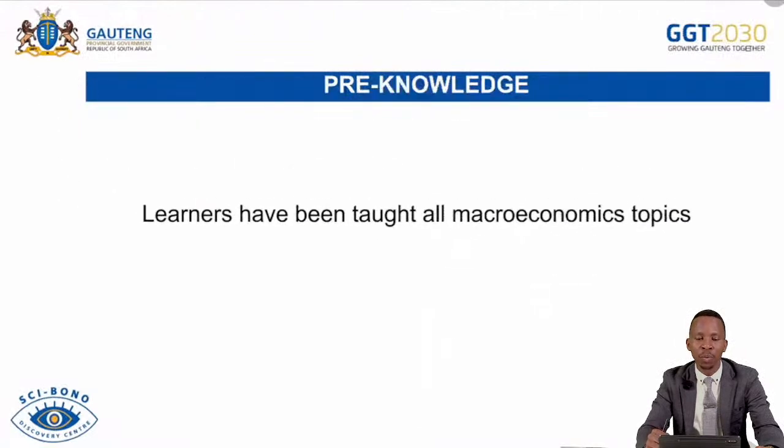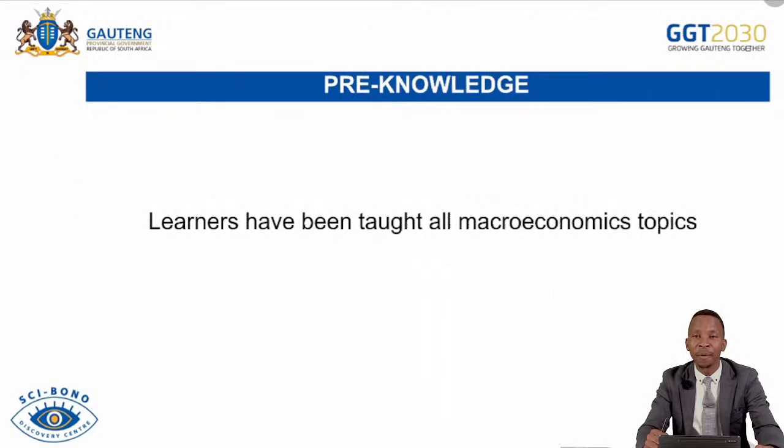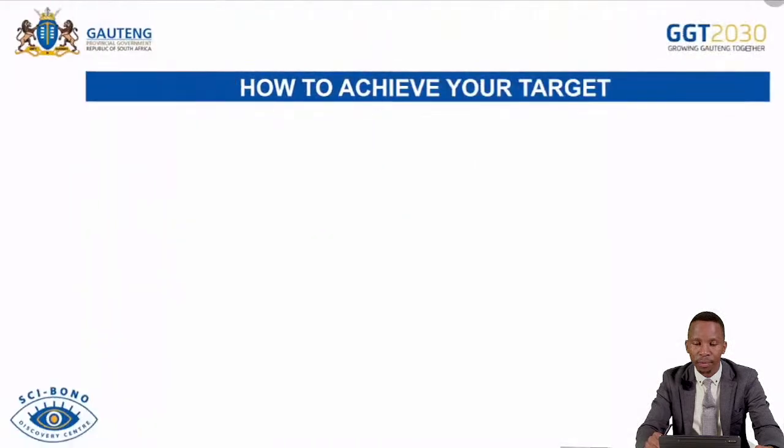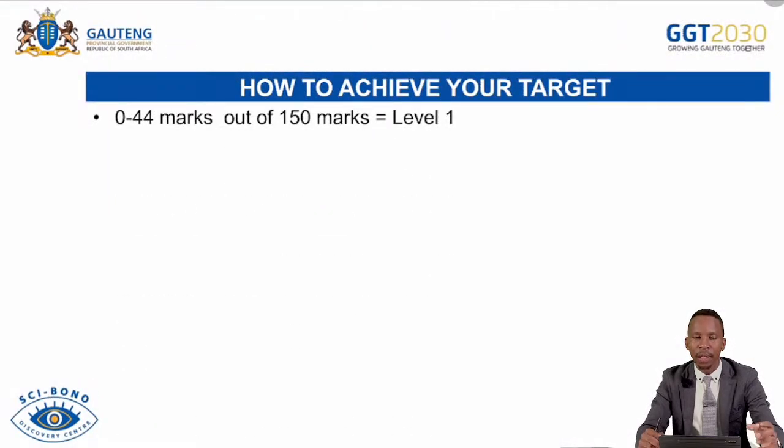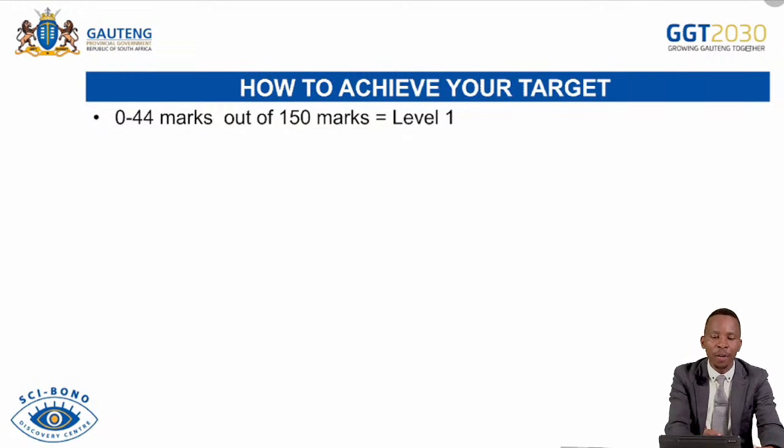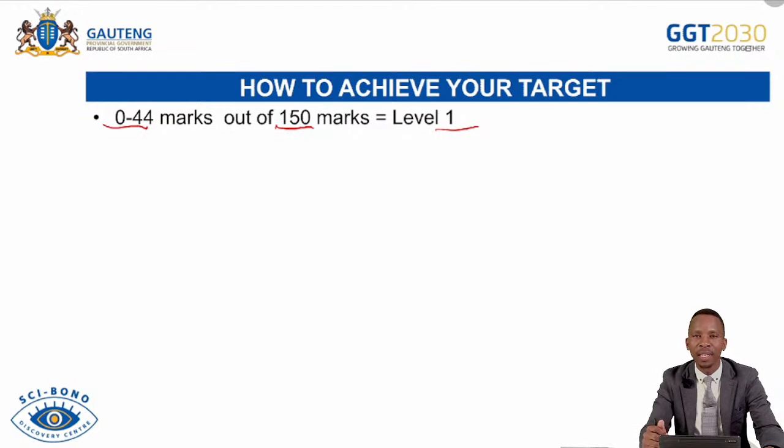So it is believed that you all know the macroeconomics topics that have been taught. So here, simply, this is just the training on how you can achieve your target. If you set your target as a learner for economics, you must always follow this structure. Be aware that if you get from 0 to 44 over 150, that is level 1. You have not hit level 2.